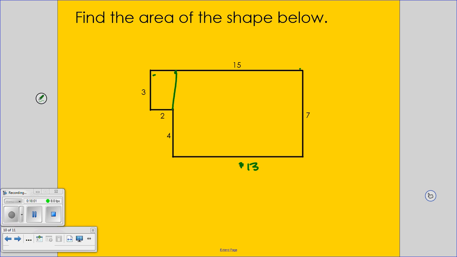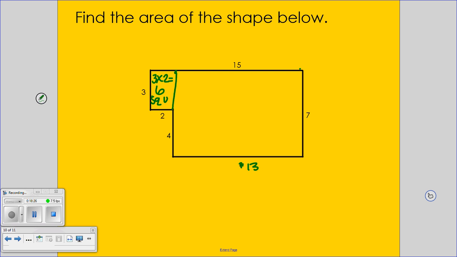I like to write my equation on the inside so that I remember that, hey, I'm doing area, and area is inside. That's a little trick that I use to help my brain remember. 3 times 2 is going to give me what product? 6. And I'm doing area, so is it going to be units or square units? Very nicely done.